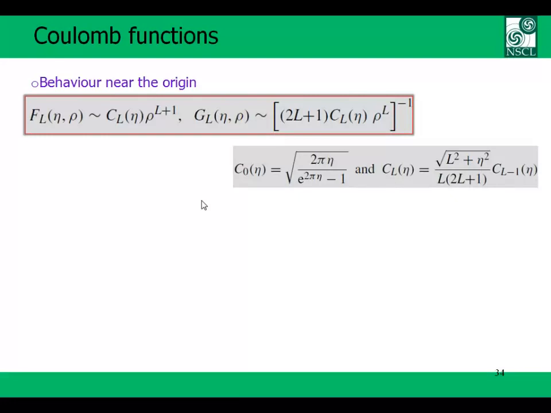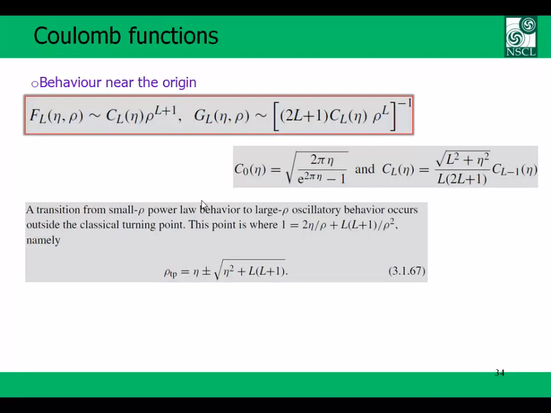So near the origin, the functions go as rho to the L plus 1, just like you had before. So you've got the same sort of boundary condition at 0 that you had before, with, of course, additional coefficients that depend on energy. Now notice the eta depends on energy, so it's going to affect your solution.